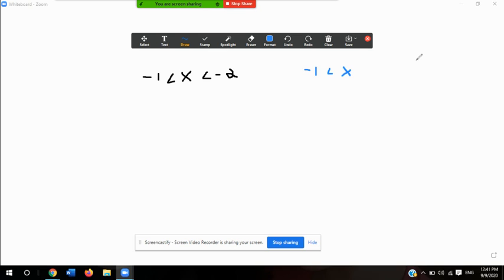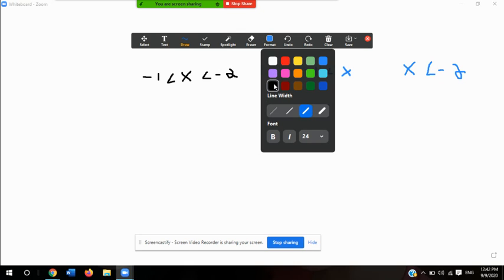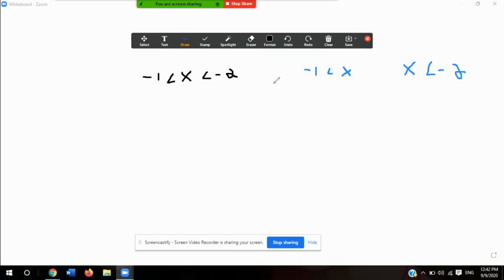And the other part says x is less than negative 2. What does that indicate? Well, x is going to be a number that is larger than negative 1, but it's also a number that is smaller than negative 2. And since neither inequality expression has a line underneath, that means that negative 1 is not part of the answer and negative 2 is not part of the answer. So how do I graph that? Well, in this case, you're not going to have a ray extending infinitely, but rather you're going to have a line segment.